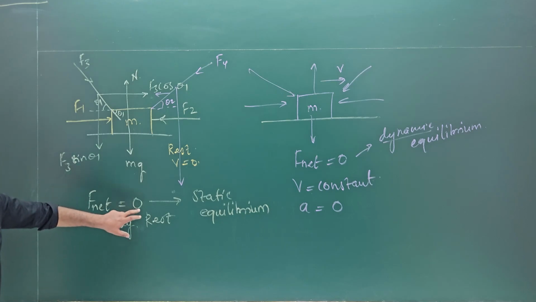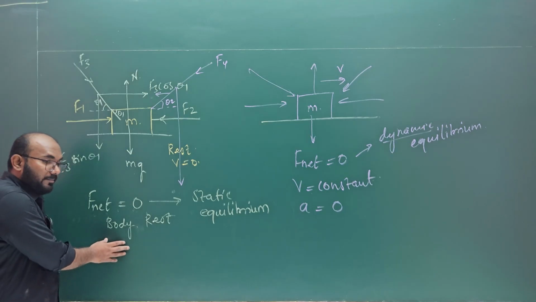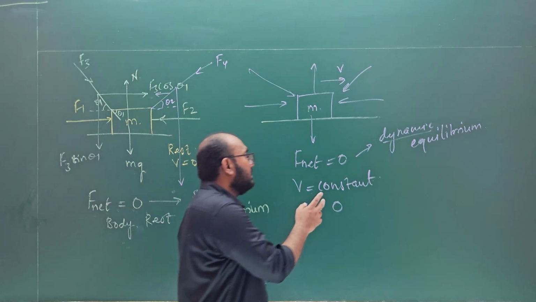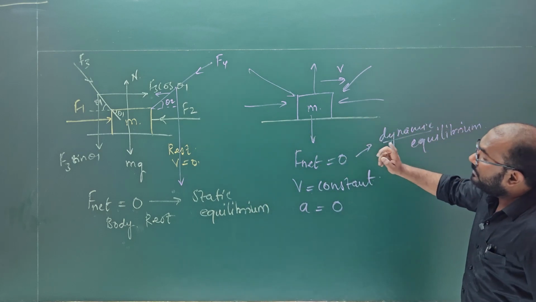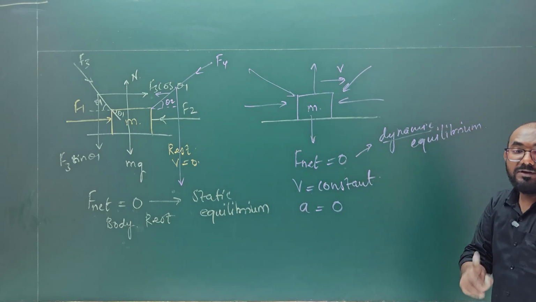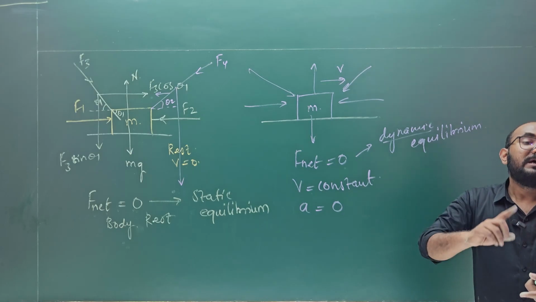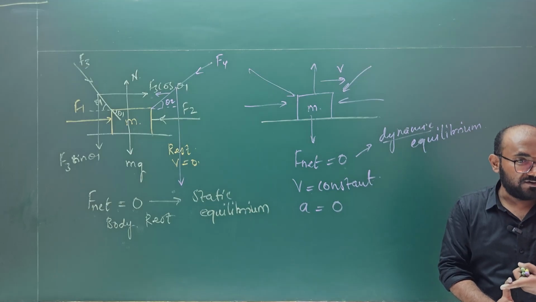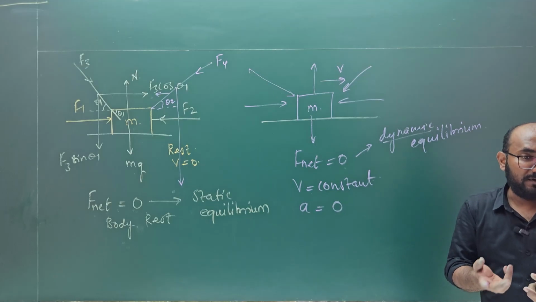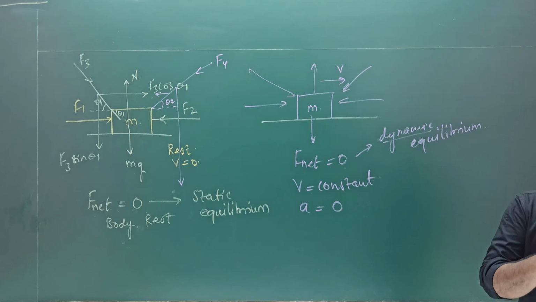So what I want to tell you is that whenever you will be finding on a system F net is equal to 0, then there are only two cases possible. Either the body will remain at rest, or the body is in motion, and then it will be moving with constant velocity. Constant velocity means neither the direction should be changing, nor the magnitude should be changing. Yes or no? Why? Because velocity is a vector quantity.